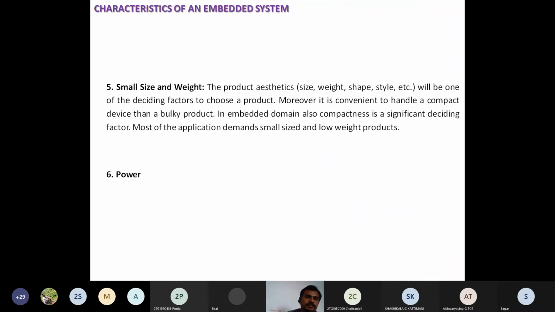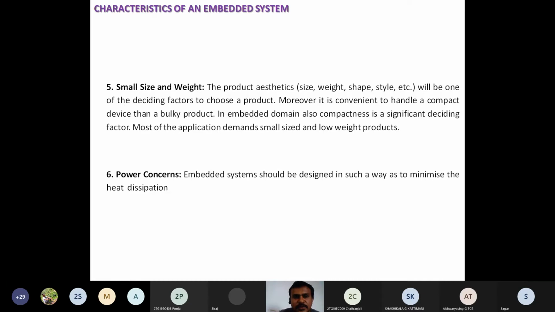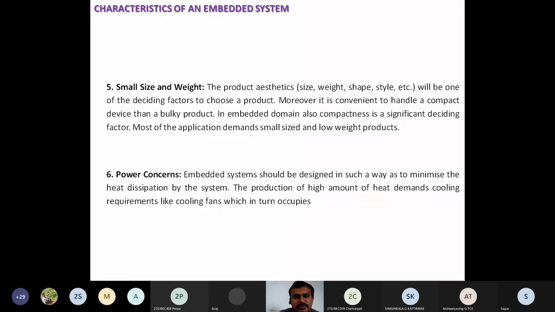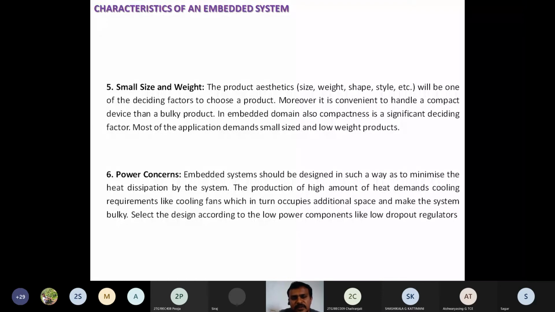Then the last characteristic of this embedded system is the power concerns. So obviously, the power used by this system must be less. Less power, more performance. That is the demand of embedded system users. So an embedded system should be designed in such a way as to minimize the heat dissipation by the system. So the production of a high amount of heat demands cooling requirements like cooling fans, which in turn occupy additional space.